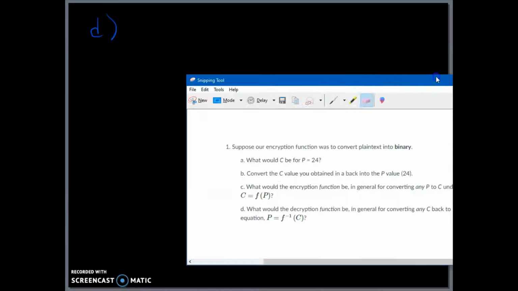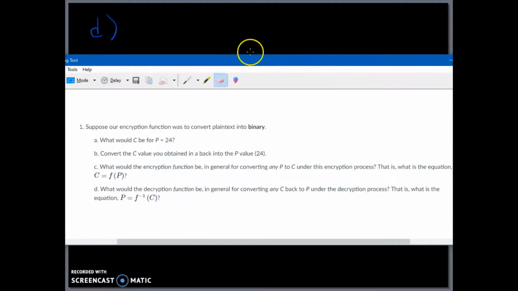Just get a new layer here so I'm not clogging up. Oh, that's blue. That's not what I want to do. Okay, so D. Oh, I'm still on black, that's fine. There we go. So part D wants us to do something also very similar, which is find a decryption algorithm.